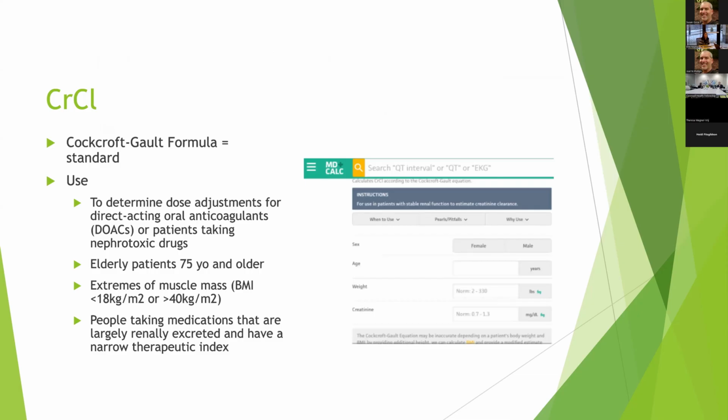And then I always use the CG formula for creatinine clearance calculation. It has evidence to show that we should be using it, especially in elderly patients 75 and older. It's better than GFR when looking at med dosing in those who have extremes of muscle mass on both ends. And then would be a better tool for people taking medications that are largely renally excreted or have a narrow therapeutic index, which is a lot of medications that we use.